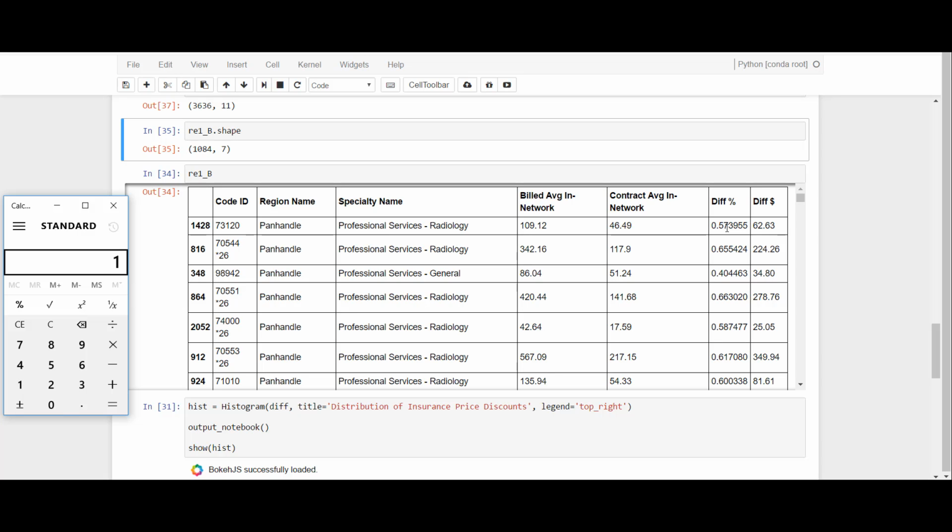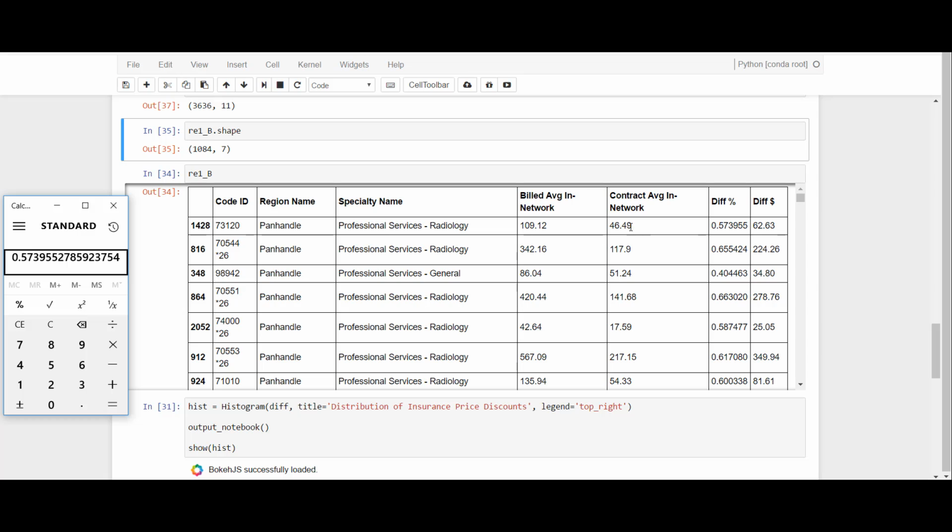What we do is we take the average amount billed in network, so this column here, the 109.12, and subtract from it the contracted average in network, so the amount paid by both insurance companies and members, and then we divide that by the amount billed by the provider. And the reason I'm doing that is to show how much was written off of this original $109.12. So out of the $109.12, 57% was discounted, was written off.